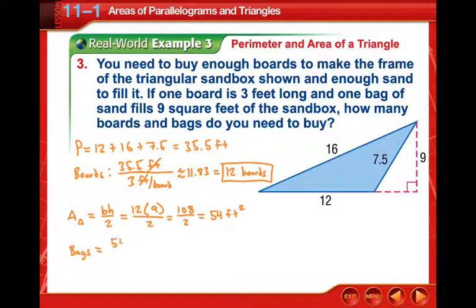So again, we have 54 feet squared. We need to use 9 square foot bags, again, that cancels out the square foot. We're left with bags. It looks like it's on the bottom, but when you divide by a fraction, it flips. And so that's a nice even number. It's 6 bags. So we have to buy 12 boards and 6 bags to build this sandbox.